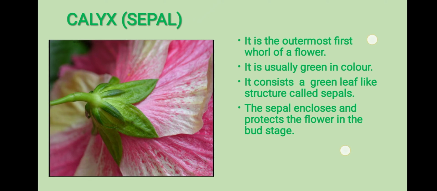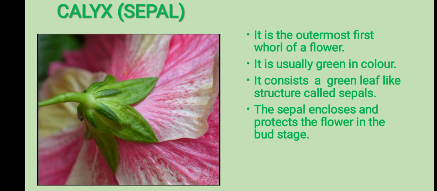Alright, so the outermost first whorl of a flower, usually green in color, consists of green leaf-like structures called sepals, and it encloses and protects the flower in the bud stage.